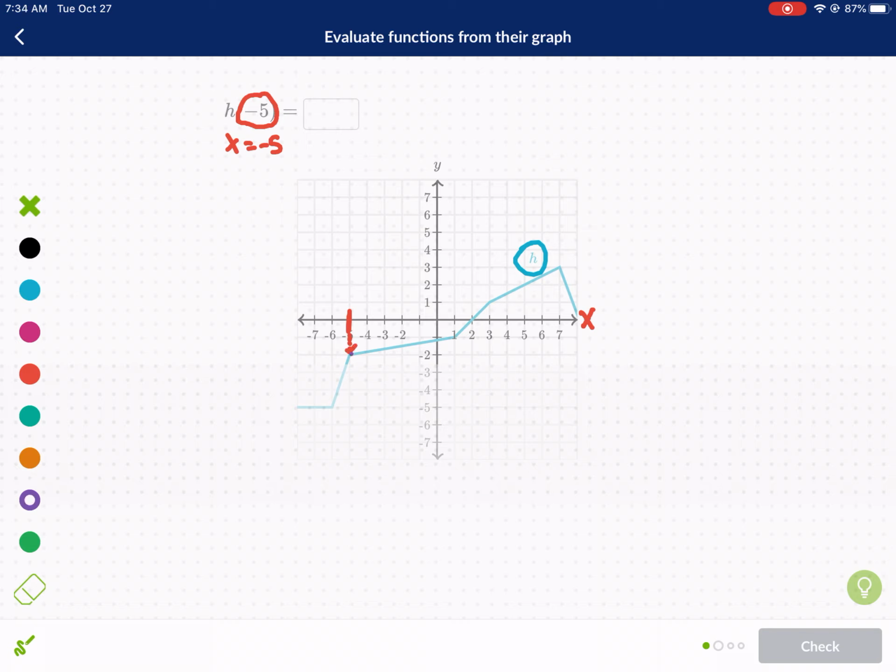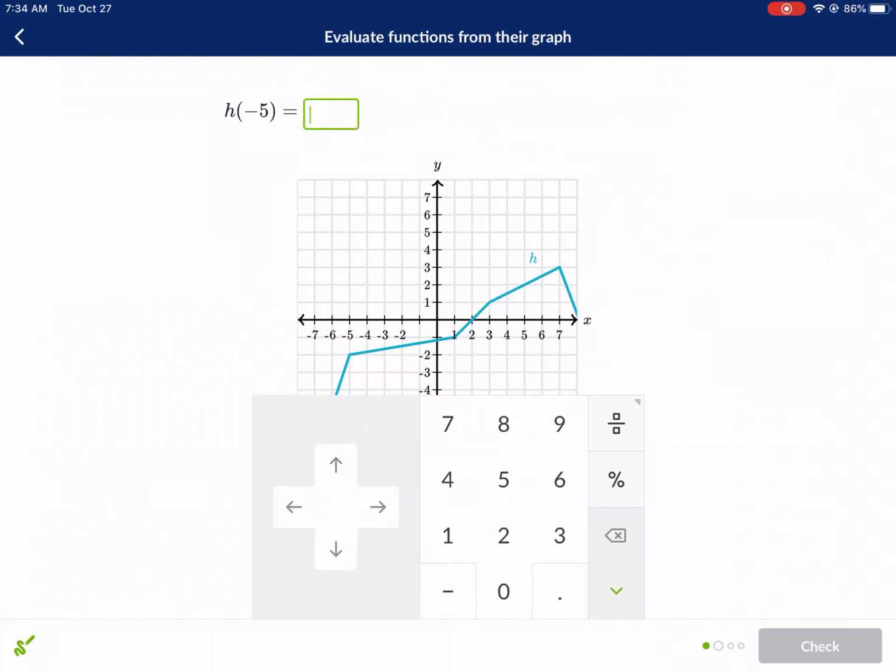We get to a point. That point, of course, is going to have -5 for the x. What's the y value going to be? Well, the y value here is -2. So as we evaluate this graph at x equals -5, h of -5, we're going to get -2. That's where the graph is.